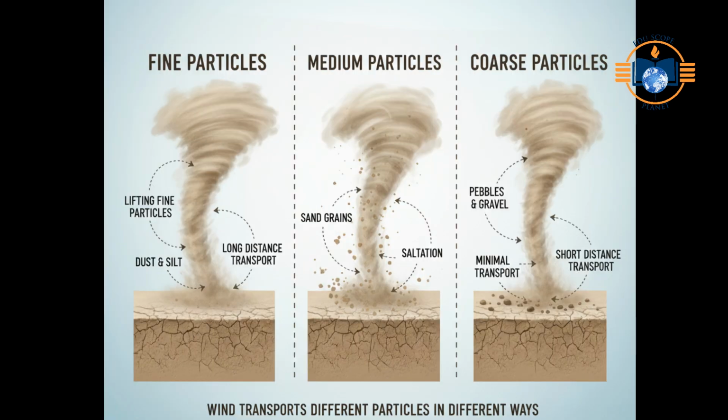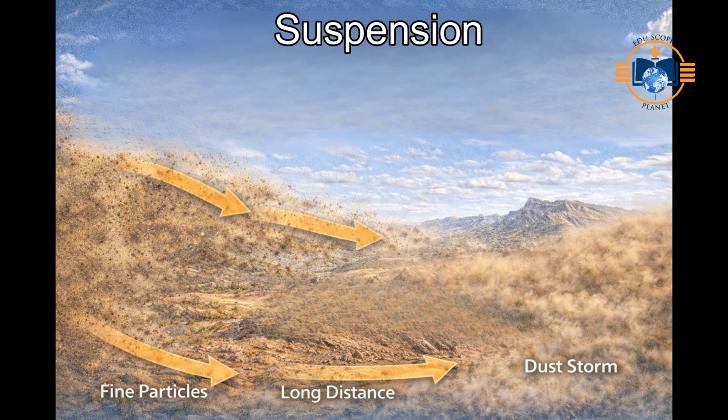Transportation by wind. After erosion, the loosened particles are picked up by the wind and carried from one place to another. The distance over which these particles are transported depends on their size, weight, and the speed and direction of the wind. Wind transports different particles in different ways. Suspension. Very fine particles, such as dust and silt, are lifted high into the air by strong winds. These particles can remain suspended for long periods and may be carried over very long distances, sometimes leading to dust storms.